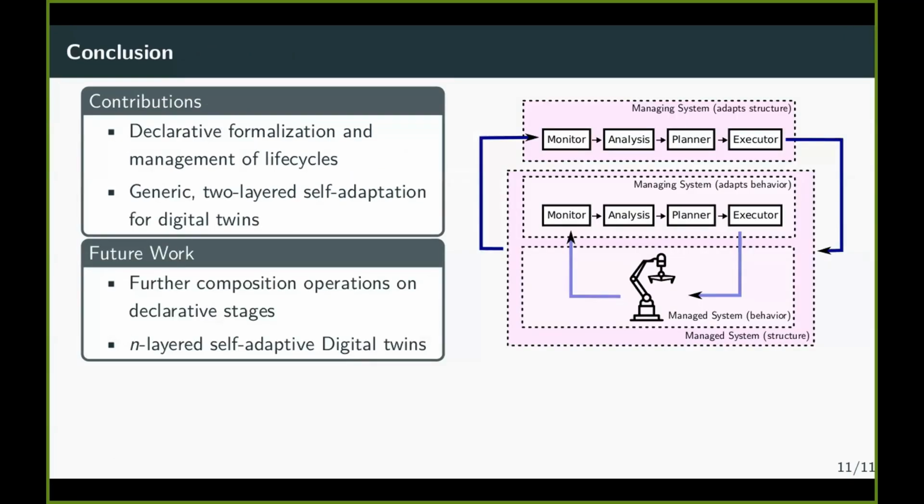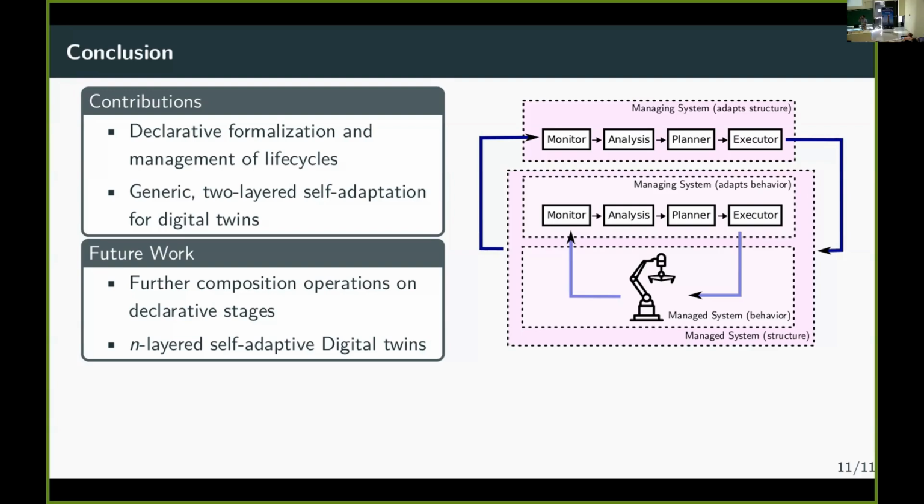So to conclude, what were our main contributions? We were building on this perspective of digital twins as self-adaptive systems, and we realized that they don't need to just adapt the behavior, they also need to adapt the structure. So we have introduced a declarative way of lifecycle modeling, which allows us to do abduction for planning, and we did a two-layer self-adaptation architecture, which builds on this declarative lifecycle management.